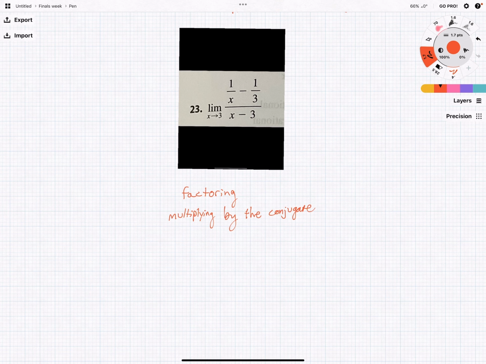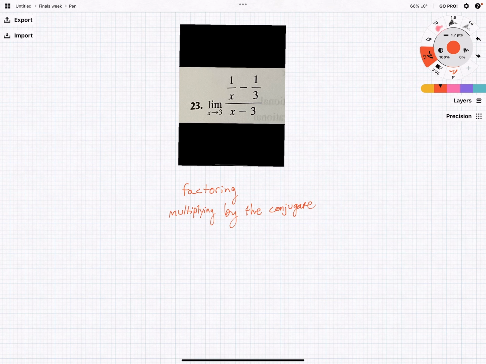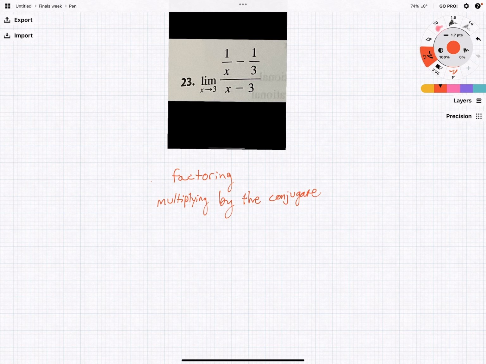If you're ever having a hard time finding these limits, just understand that there's usually a few different things you can try. There's factoring a polynomial, as I've written there, multiplying by the conjugate with square roots, or if we have these more sophisticated fractions, like 1 over x minus 1 over 3 all over x minus 3, what I like to do is immediately try to make this a more simple fraction. And so here's what we're going to do.